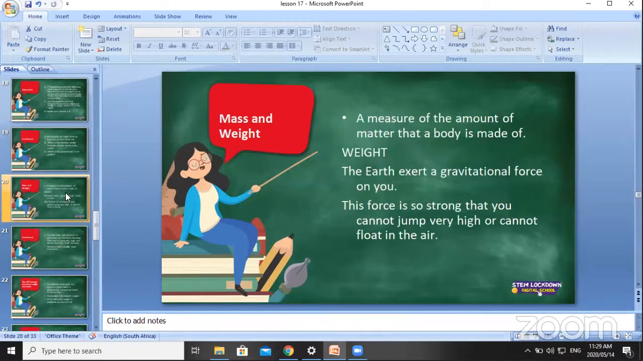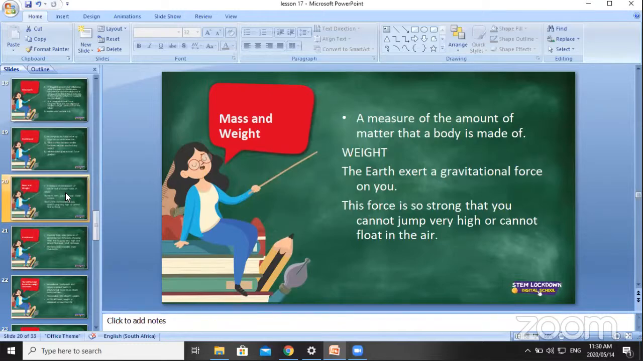Let us look at mass and weight, grade 9s. A measure of the amount of matter that a body is made of, that will be your mass. And then weight: the earth exerts a gravitational force on you. This force is so strong that you cannot jump very high or float in the air. So that will be because of weight, grade 9s.